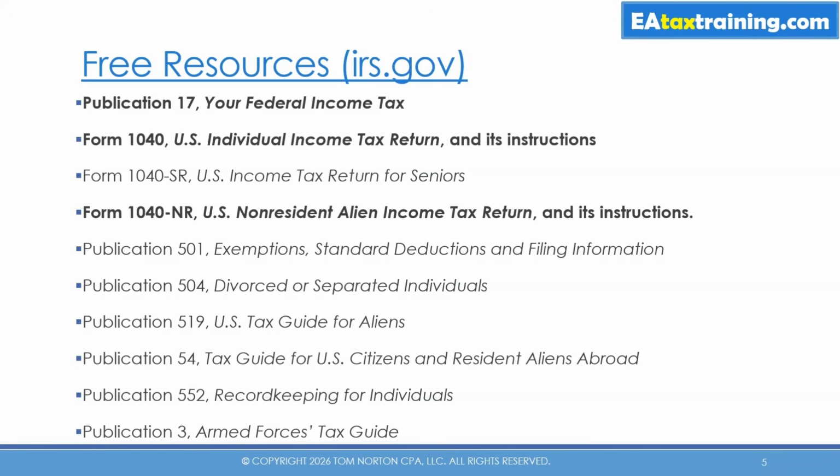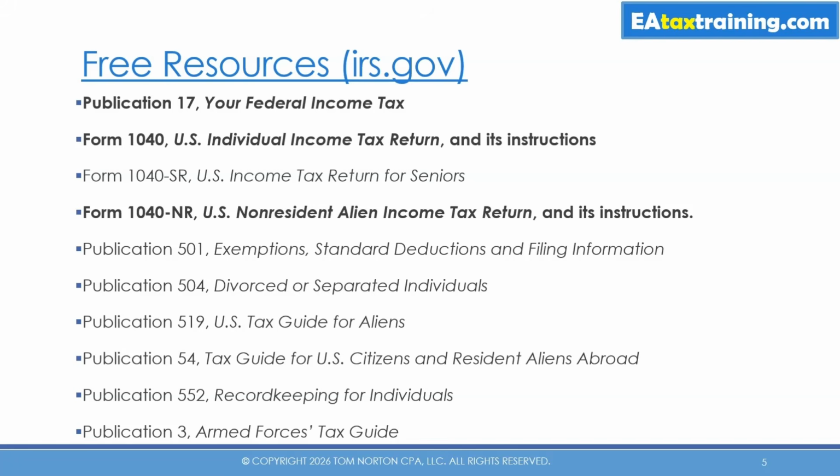So for this first video, you'll see 3 of them in bold. First is publication 17 called Your Federal Income Tax. This is, in my opinion, the textbook for part 1 of the EA exam, not just for this first video, but for all of part 1. And if publication 17 is the textbook for part 1, then Form 1040 and its instructions is the workbook for part 1. So you will definitely want to get both of those.